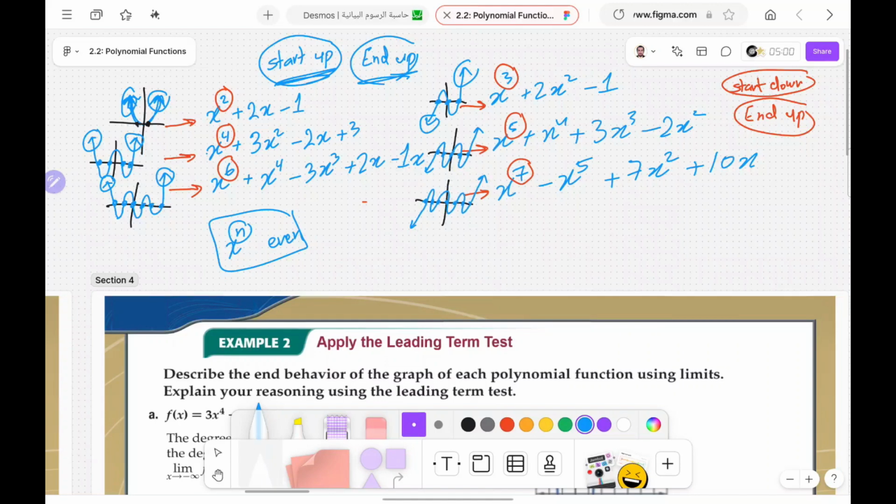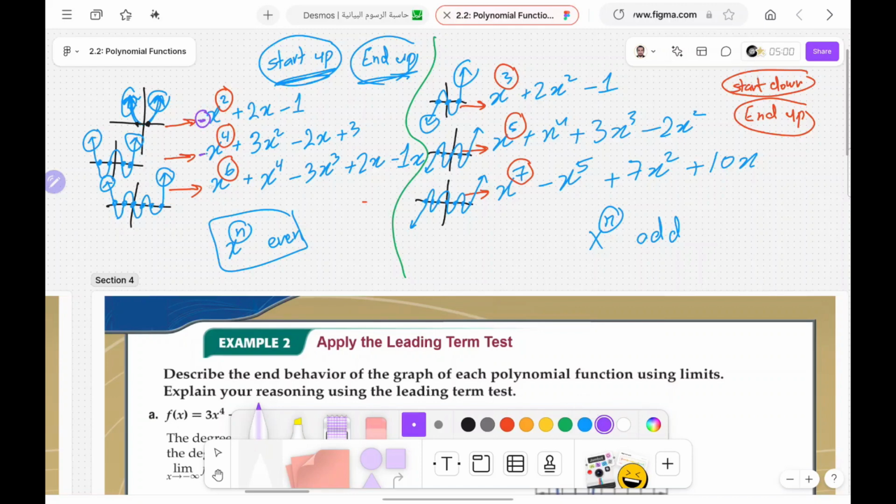So this is for when the power is even. When n is odd, the graph will start down, end up. You have to memorize it like this, so when you start to graph the function, it will be easy for you. Now, how about if the leading coefficient is negative?